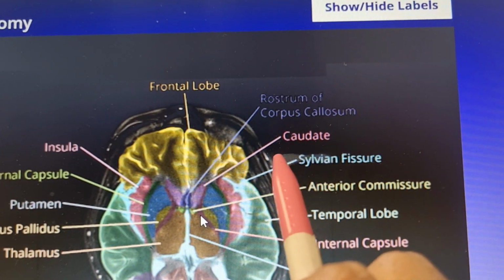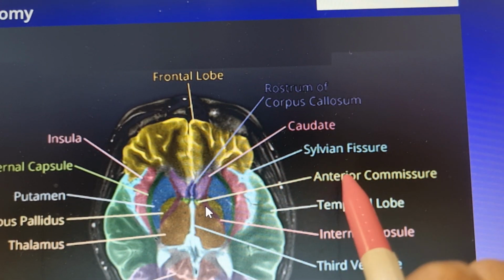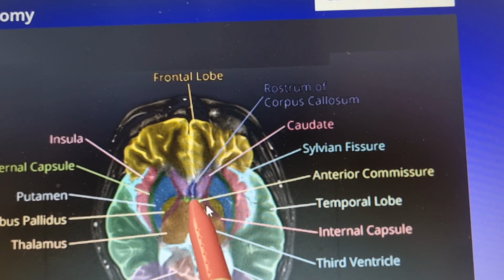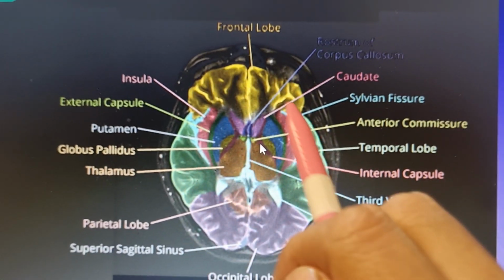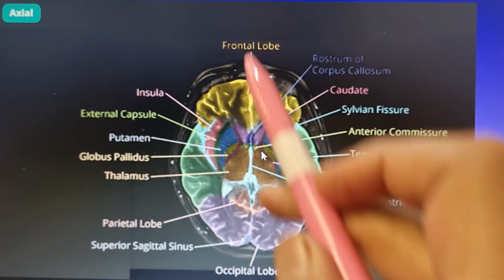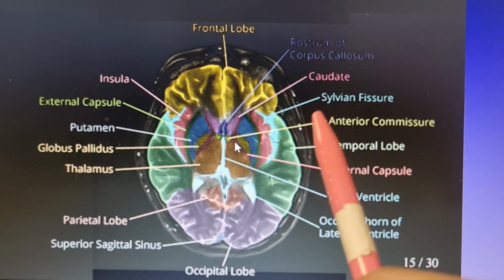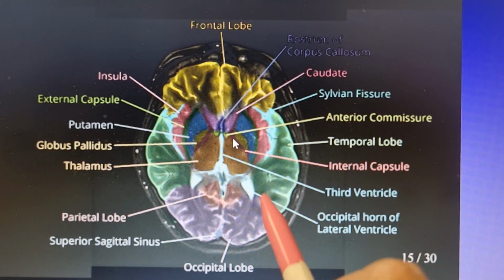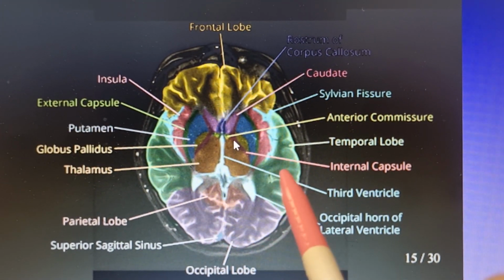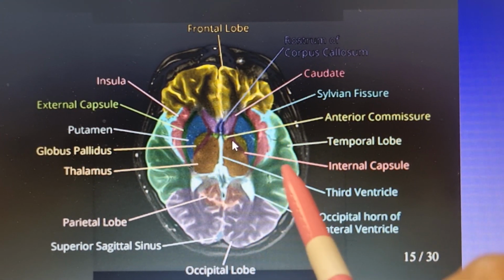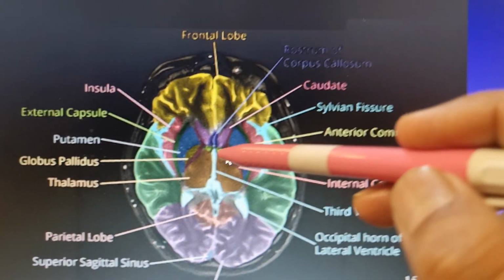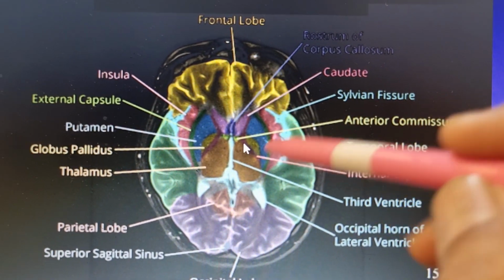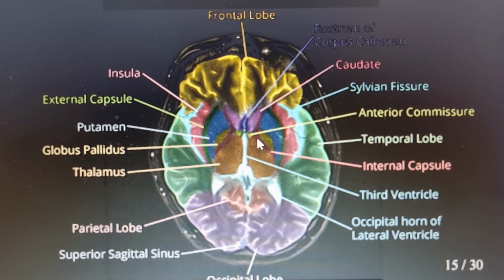Then the sylvian fissure. This is the anterior commissure, the white fiber band. This is the temporal lobe. Frontal lobe in front, occipital lobe behind. This whole thing is the temporal lobe. In between is the hippocampus, and this is the internal capsule. The fibers or tracts go through this internal capsule, which has an anterior and a posterior limb.